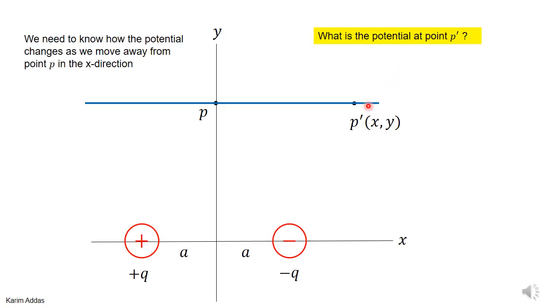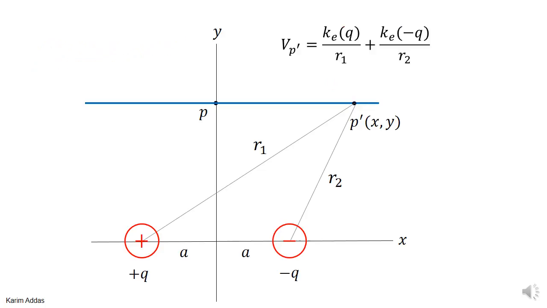So how about getting the potential at an arbitrary point on this line called P prime, which has coordinates x and y? What would the potential at this point P prime be? The potential is just kq over r1 plus k minus q over r2. It's a very simple result.